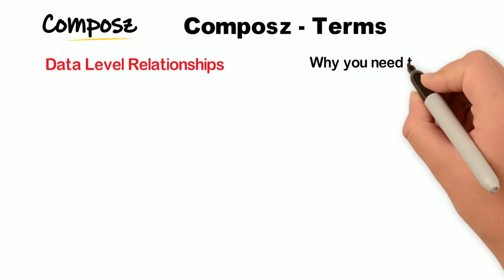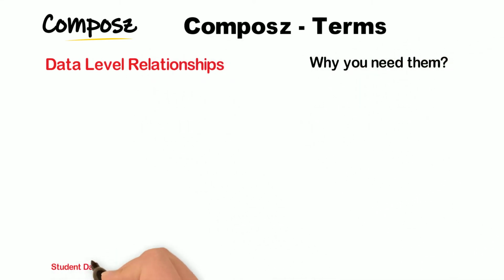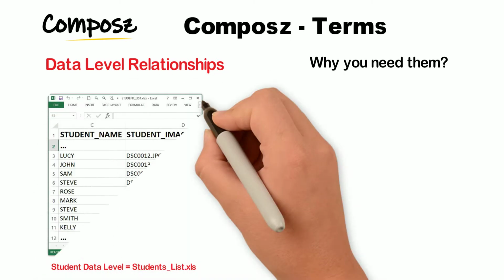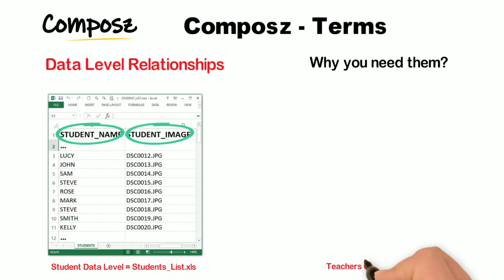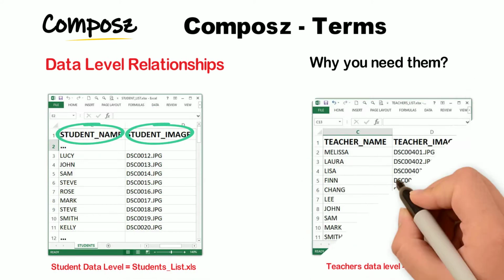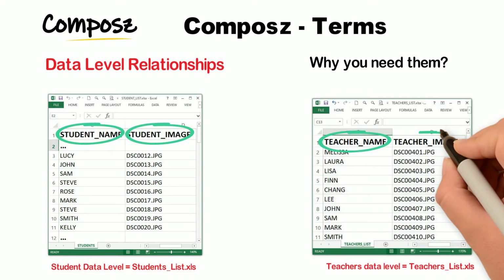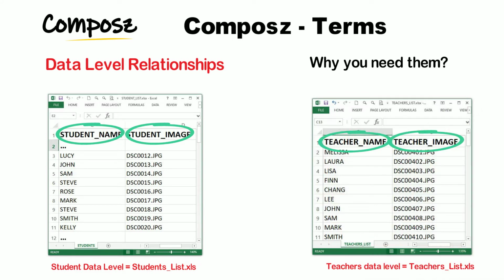Data level relationships. Let's see why you need data level relationships in the first place. Let's take the example of two data levels. Student data level, which contains related student data like student name, student image, etc. And teacher's data level, which contains related teacher data like teacher name, teacher image, etc.